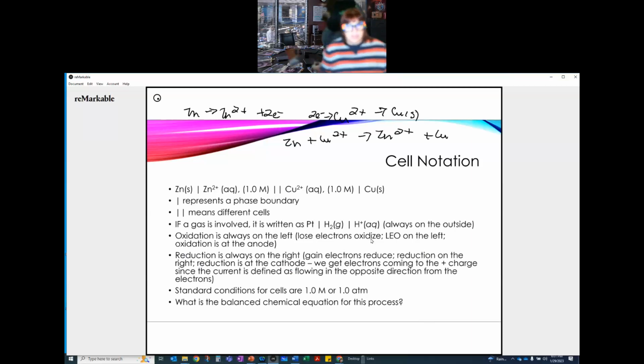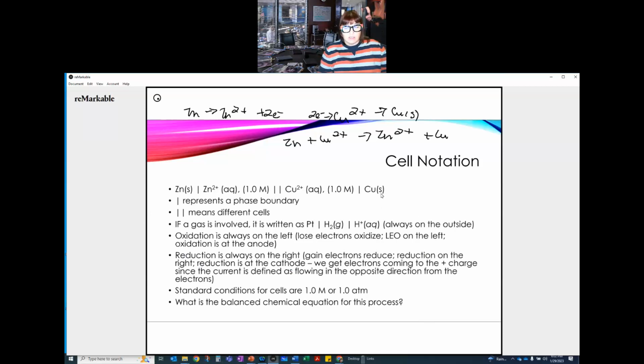Do I include any of the phases there? No, I didn't. Should I? Yeah, I probably should. That's because we really don't look at situations where they're in different phases. It's just not normally something that we do. We do need to make sure that if we're looking at a standard reduction potential, then it matches the information that we have. So if we have a phase, we need to check that. If we don't have a phase, then we can assume. So that's our cell notation.